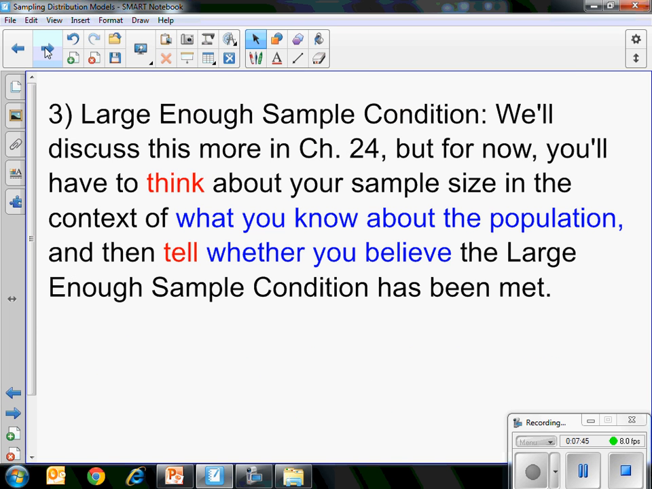And lastly, the large enough sample condition. We'll discuss this more in chapter 14 when we get to it, but for now, you'll have to think about your sample size in the context of what you know about the population, and then tell whether you believe the large enough sample condition has been met. In the next chapter we'll also come up with the numbers for this and how you're able to do that. So again, I'm going to pause here for switching videos.